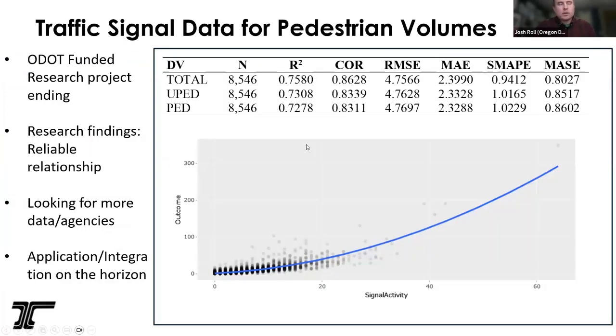Let's see. And then the last thing I wanted to make this group aware of is some work that the research team at Portland State and Utah State University are finishing up. Sarisha Kothuri at Portland State and Patrick Singleton at Utah State were the PIs on this project, where they looked at the relationship between the push buttons collected from our traffic signals and actual pedestrian counts.